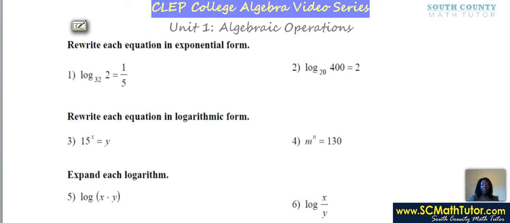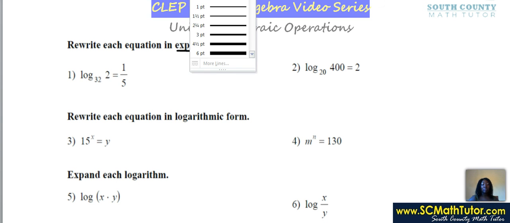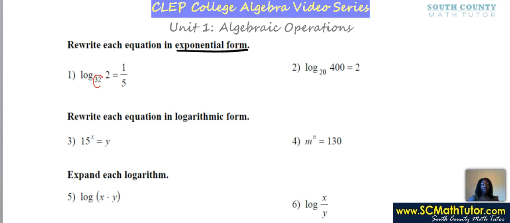We are going to read the problem and rewrite each equation in exponential form. You should expect it to be in log form, and it's asking you to rewrite it in exponential form. Whenever you see that, circle of life. So 32 to the 1/5 equals 2. And you're done.